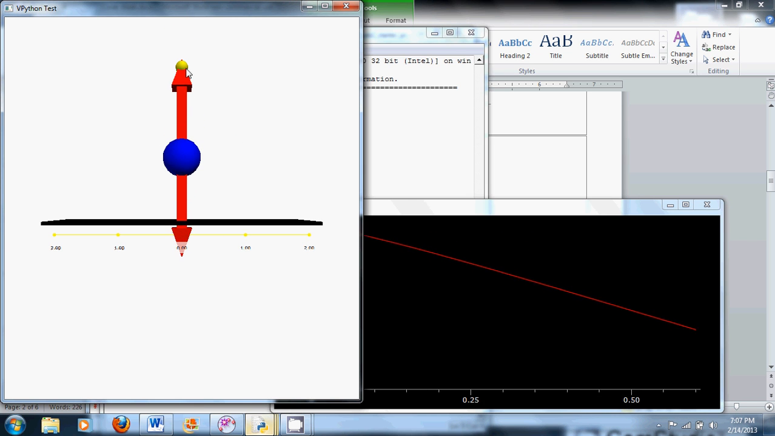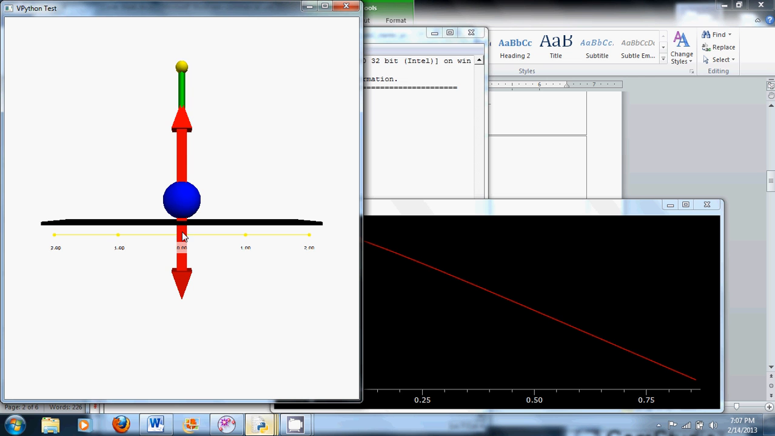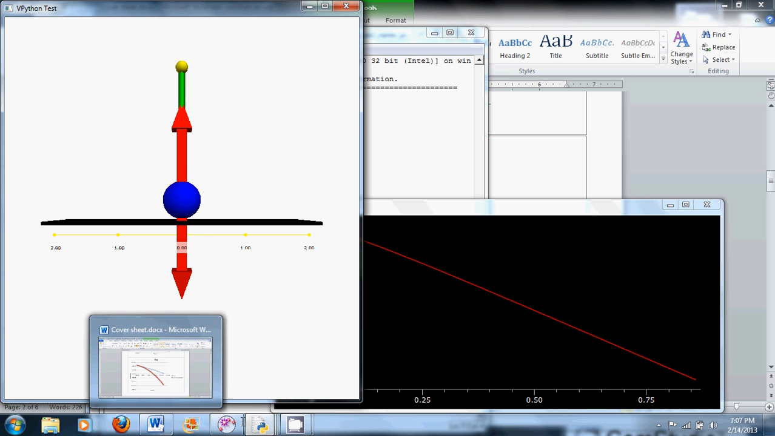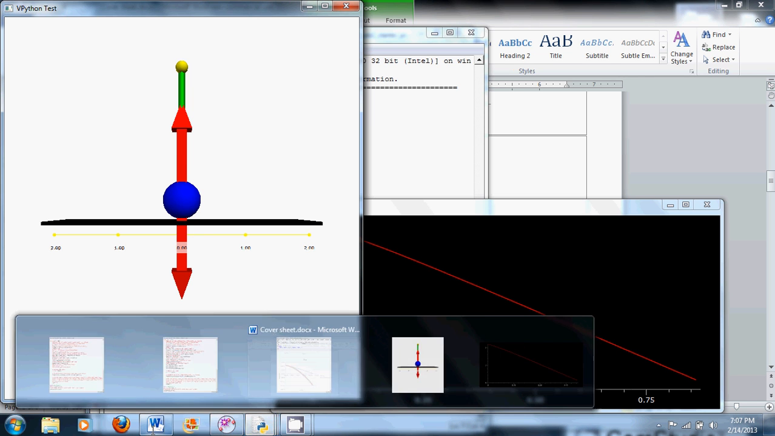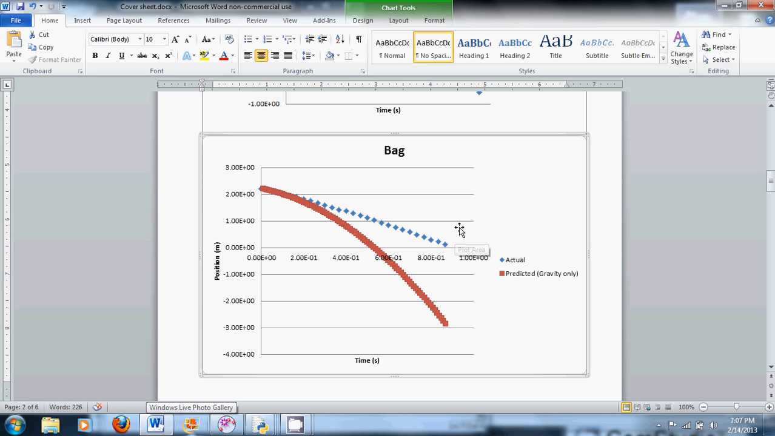And obviously, this is the drag force arrow, and this is the gravity arrow. When you add that in there, this green line here is the predicted data with drag force, and that is pretty accurate.